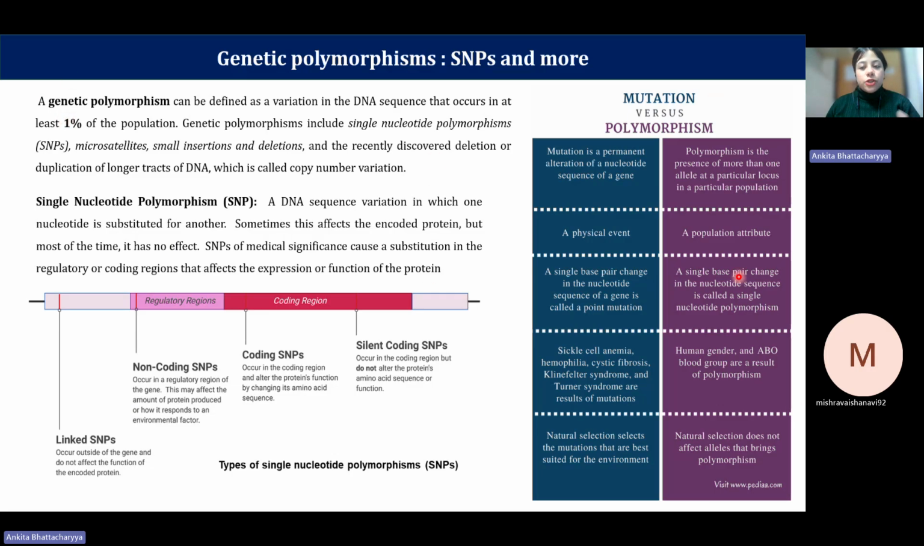So you have mutation versus polymorphism. The mutation is a permanent alteration of a nucleotide sequence of a gene. Polymorphism is the presence of more than one allele at a particular locus in a particular population. So the definition of polymorphism is not with respect to one individual, it is not even with respect to a set of individuals, it's with respect to a large number of people.